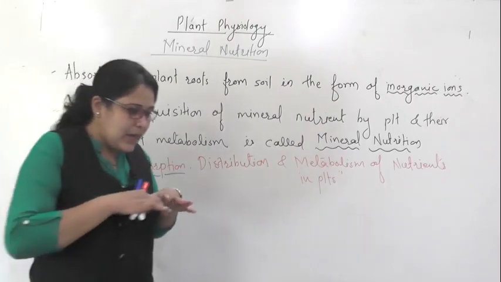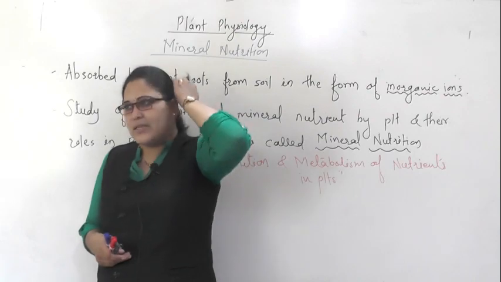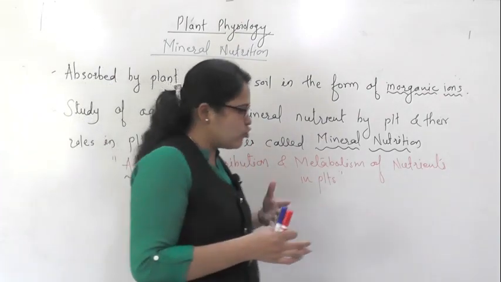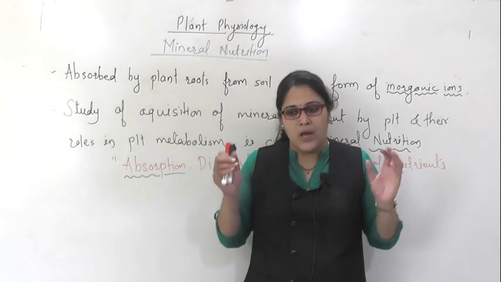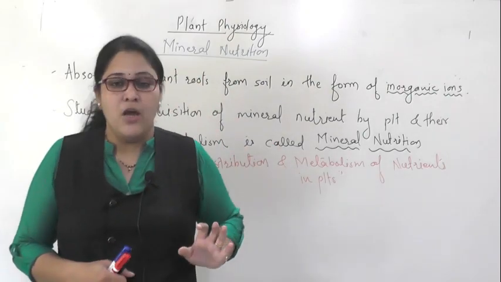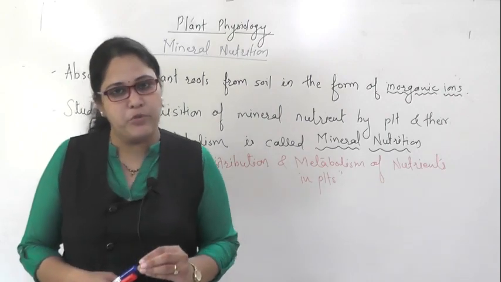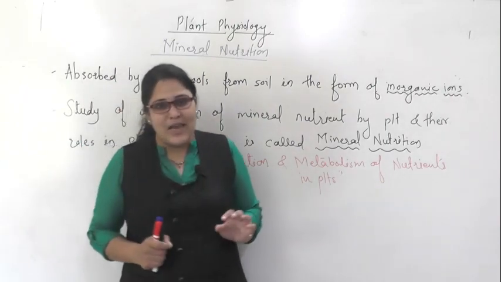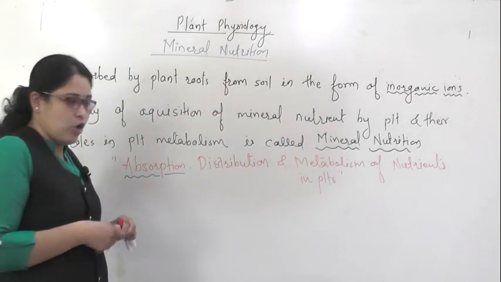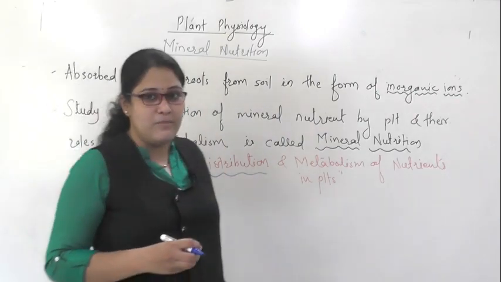Once they absorb, they are distributed throughout the plant. We know that the leaf is a part where photosynthesis takes place, whereas there are so many places where it is stored. So each and every part of the plant must receive these minerals, because they are constituents of a number of metabolic processes, and each and every cell of the plant requires these minerals. As soon as they are absorbed, they are distributed. So there is a distribution system in the plant.